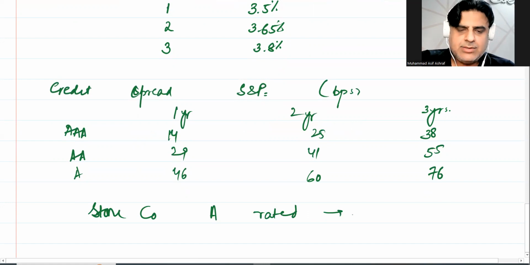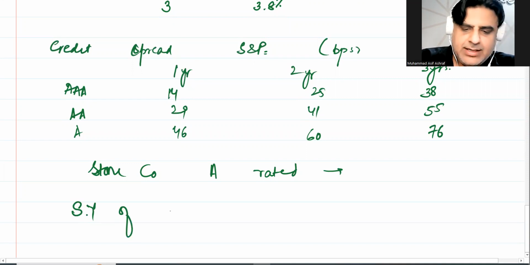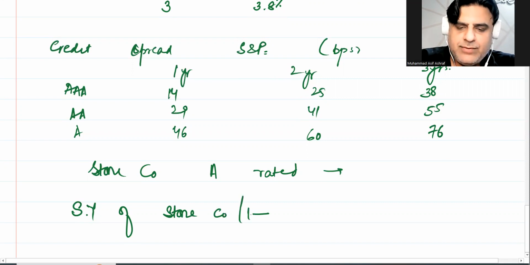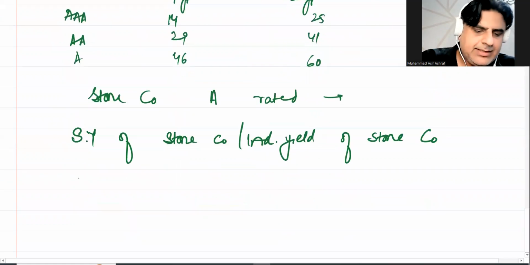So what is the requirement? We have to find out the spot yield of Stone Co, or the individual yield of each year of Stone Co. How will we find out? Spot yield of year 1 is RF of year 1 plus credit spread.